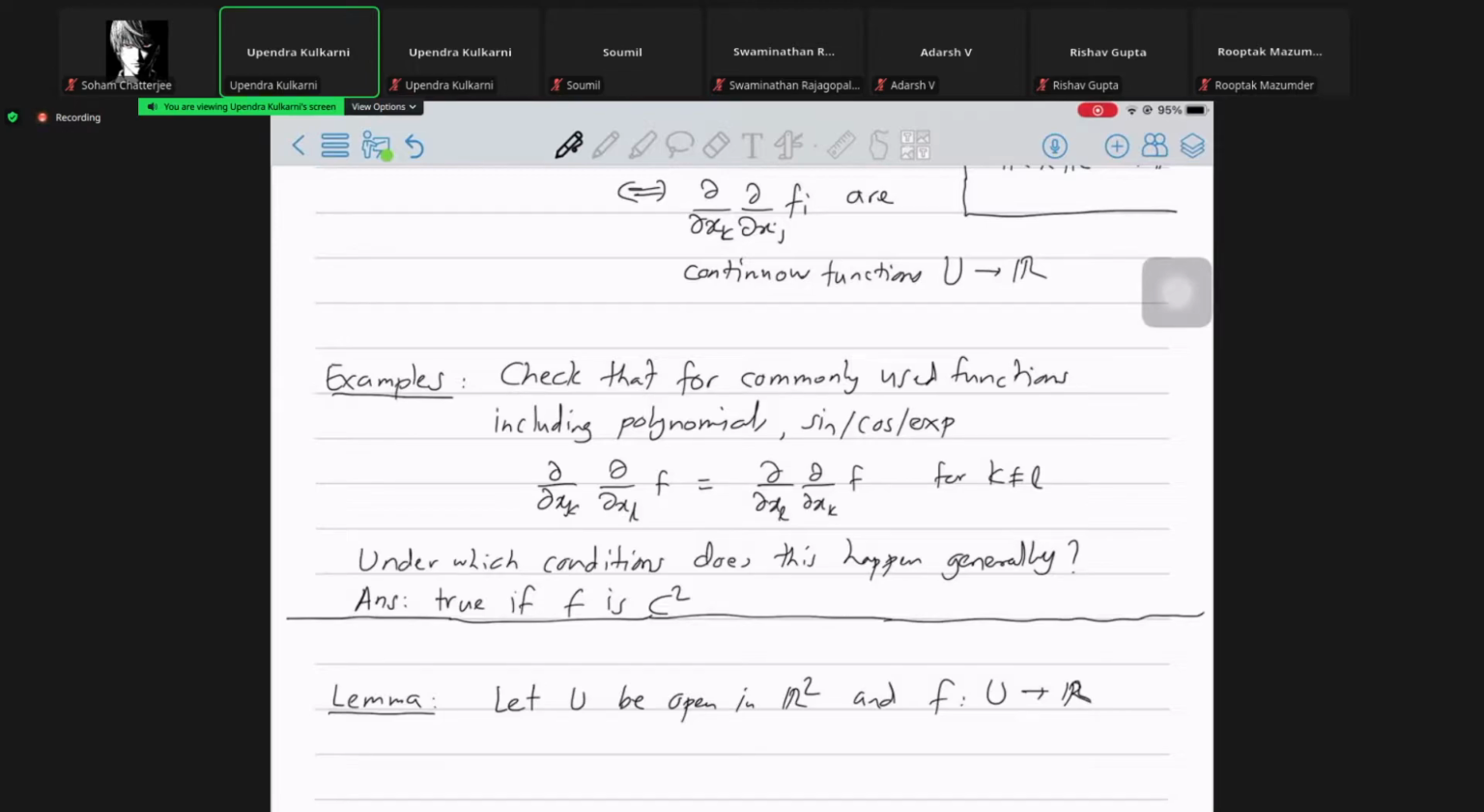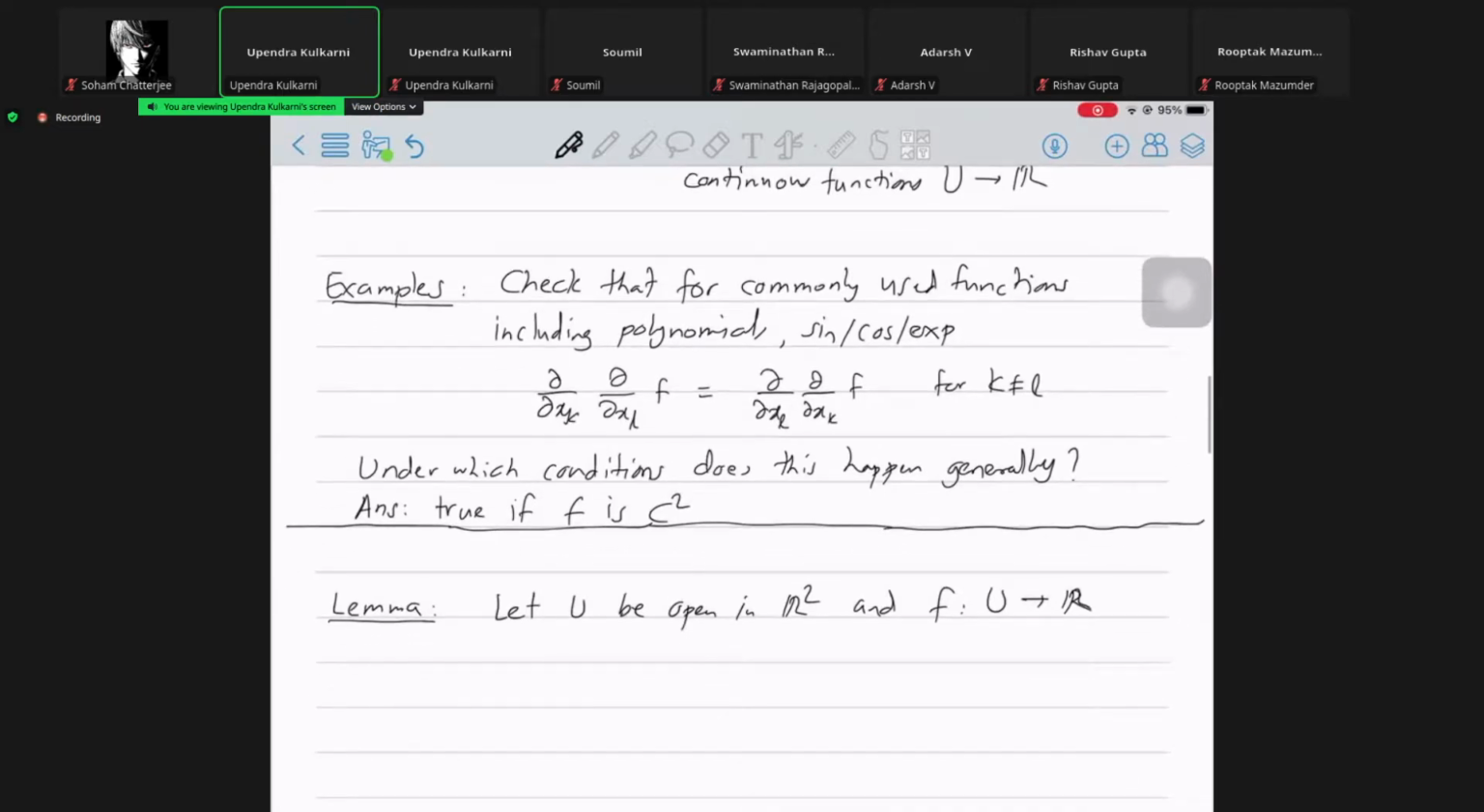And as we have seen multiple times, to check continuity, to calculate limits, to calculate derivatives of a function that has many components, you can work component by component. So it is enough to deal with just a real valued function. So what is the lemma going to say?